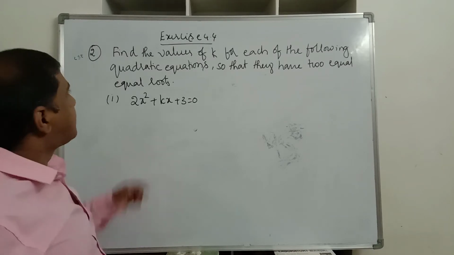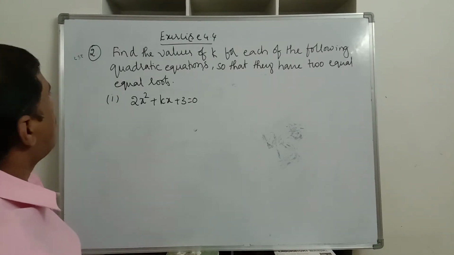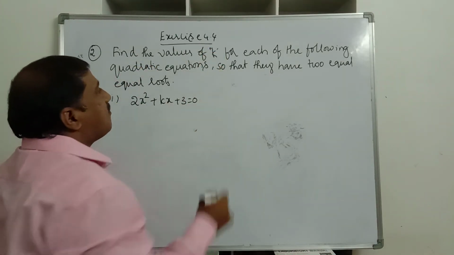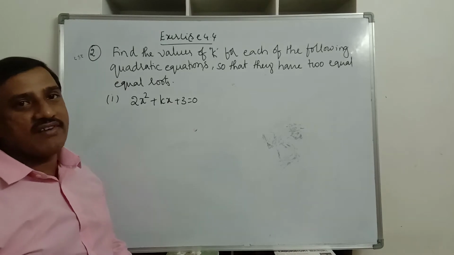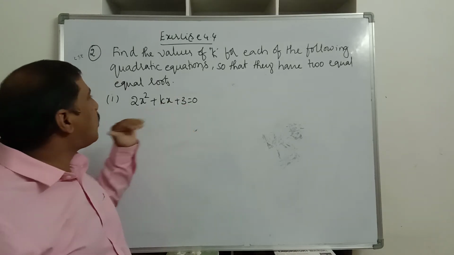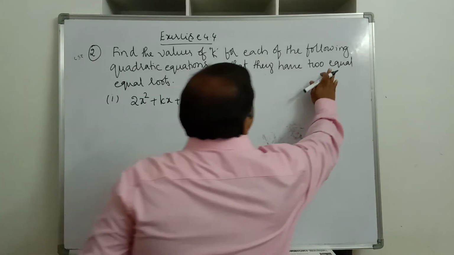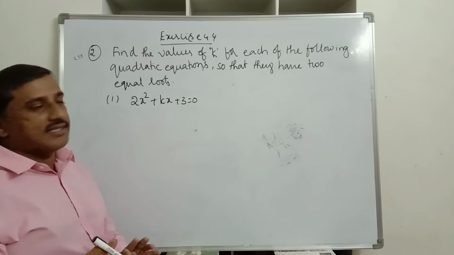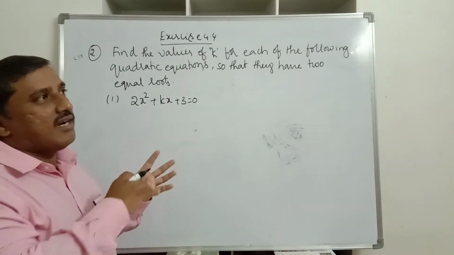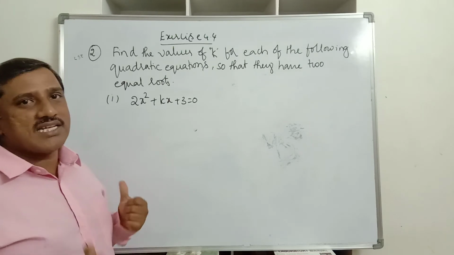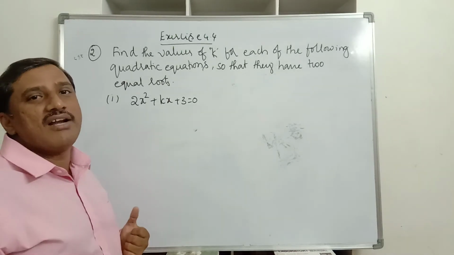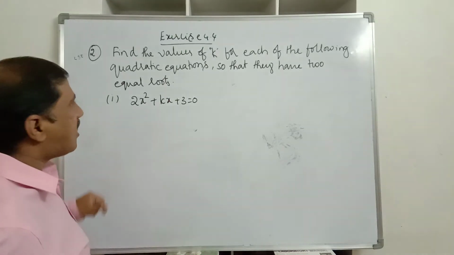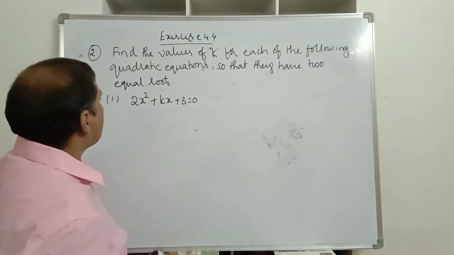We will discuss the second bit from exercise number 4.4. What is the question? Find the values of k for each of the following quadratic equations so that they have two equal roots. When roots are equal, what is the nature of the roots? That is, the D value is equal to 0. When two roots are equal, the D value is 0. So use that concept of discriminant to find the value of k.